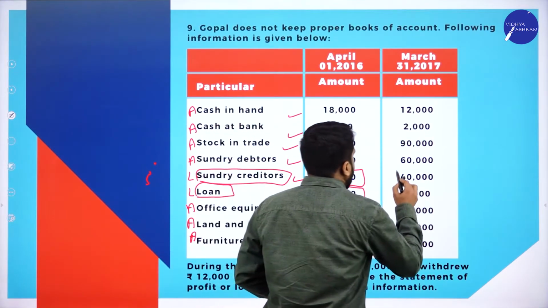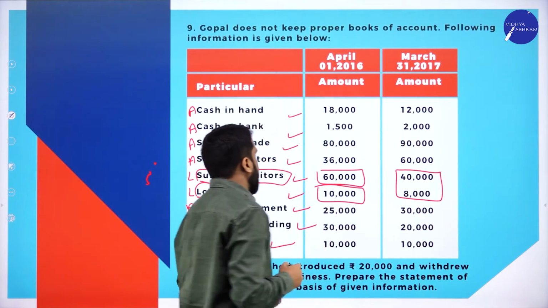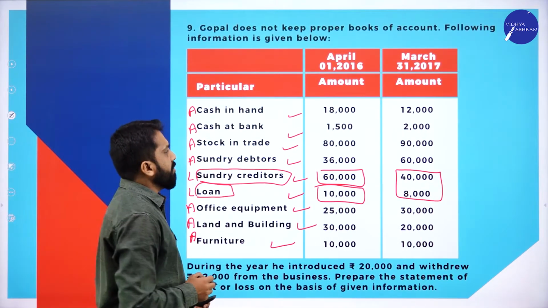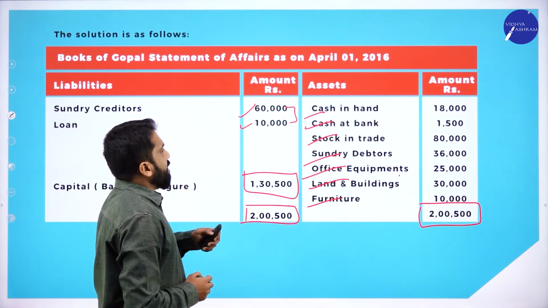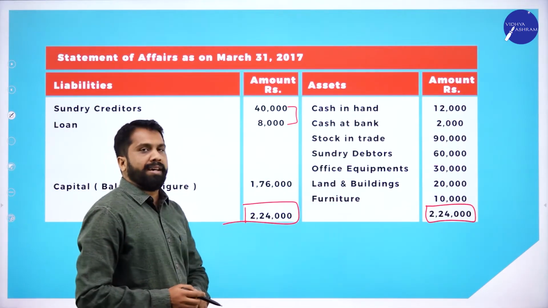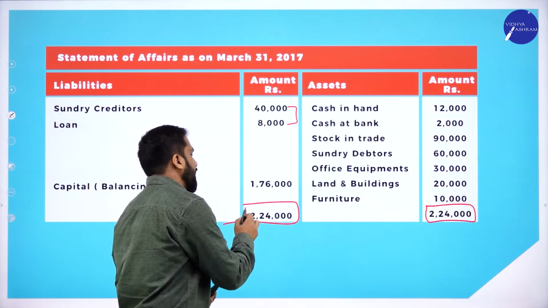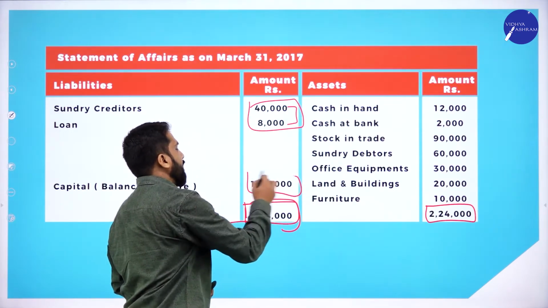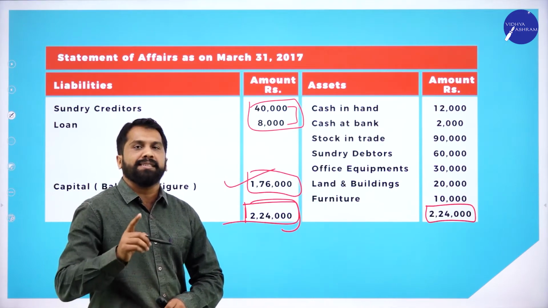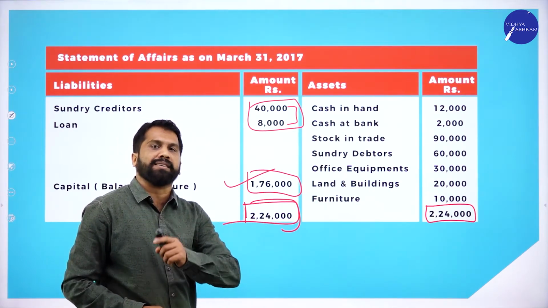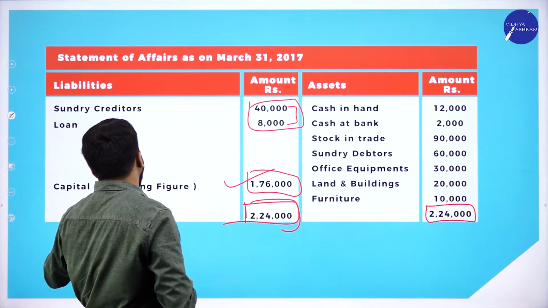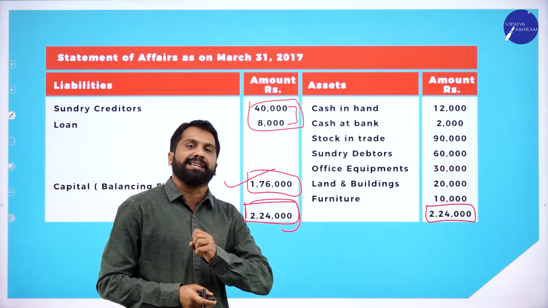See, your creditors and your loans, we have 48,000. 48,000 you have to minus. Now, from 2,24,000, if you minus 48, you will get 1,76,000. Hope you are clear. Now, your closing capital is nothing but 1,76,000.